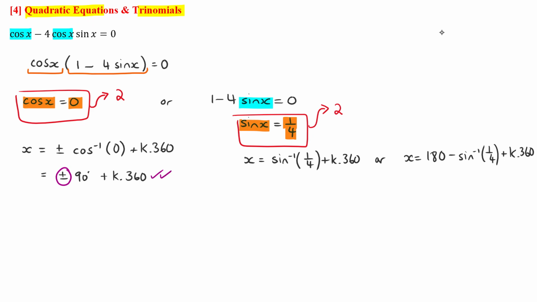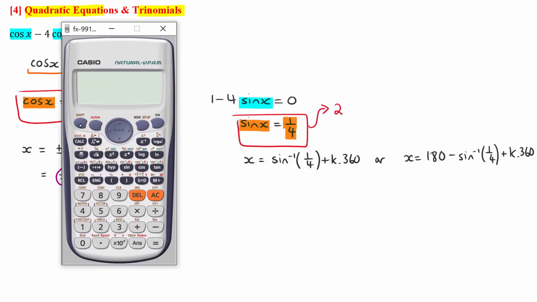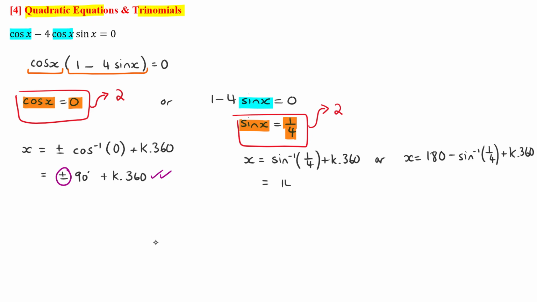And then we're going to do the same thing for sine. So we know that for the sine, we will go shift sine to get our reference angle, which is 1 over 4. That gives us 14.48 when rounding off to 2 decimal places. So 14.48 plus k times 360.